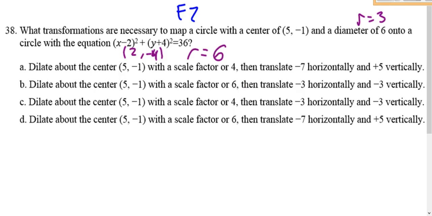These scale factors are wrong. That should be a 2. And that should be a 2. So these have a scale factor of 2. To get from a radius of 3 to a radius of 6, scale factor is 2. And then to move it from 5 to 2, that's going 3 to the left, subtracting 3. 5 to 2 subtracts 3. And then from -1 to -4, that also subtracts 3.